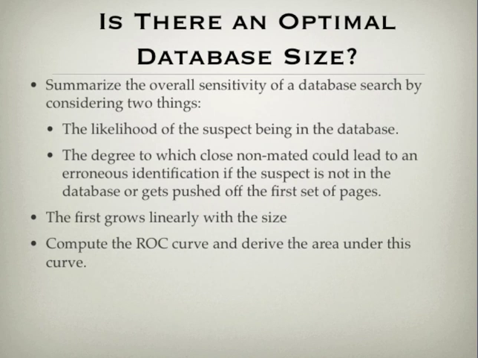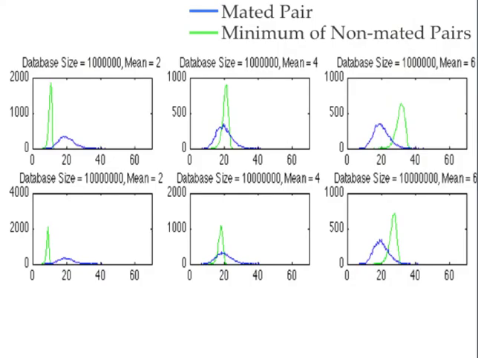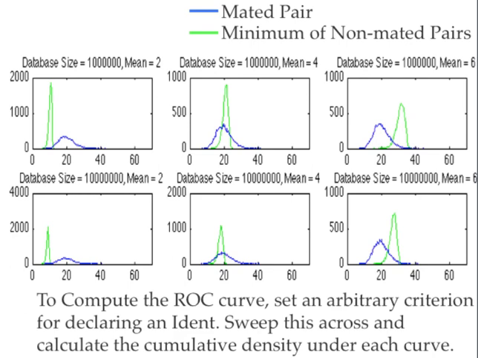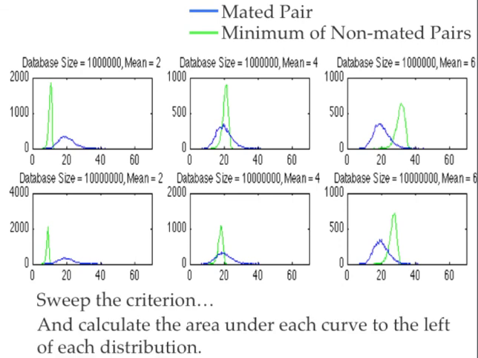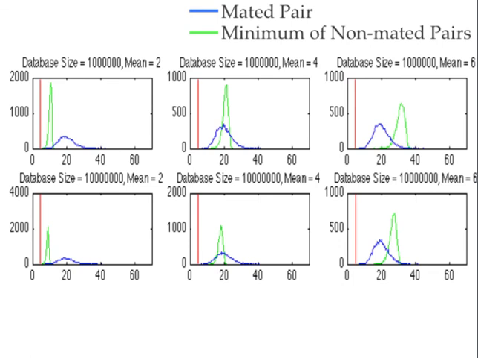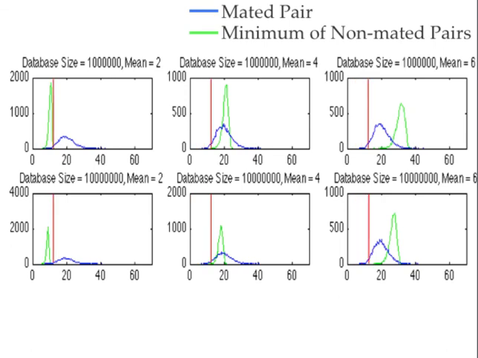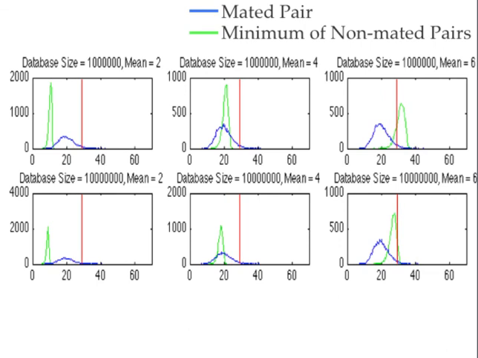Let me show you what I'm talking about here. So here are the graphs that we showed a moment ago. To compute the ROC curve, we're going to set an arbitrary criterion for declaring an ident. We'll sweep this across and calculate the cumulative density under each curve. So we'll start here, and this will tell you the probability of observing a mated pair or close non-mated pair at each value. So we're going to sweep this criterion and calculate the area under the curve to the left of each distribution. So we'll set an arbitrary criterion here and calculate the area underneath the green and blue curves. Then we'll do it again, and again, and sweep these all the way across.